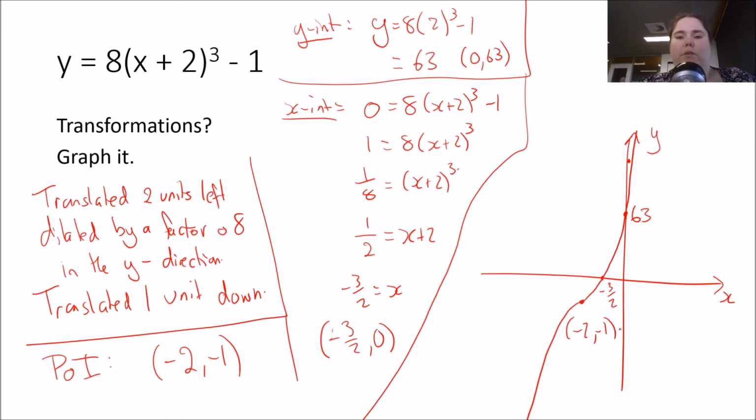So, that's all we have to do to graph a point of inflection. Pretty straightforward. Find me the point of inflection straight from the graph. Find me the y-intercept by subbing in x equals 0. Find me the x-intercept by subbing in y equals 0. And then rearranging. Don't worry about expanding. Easy.